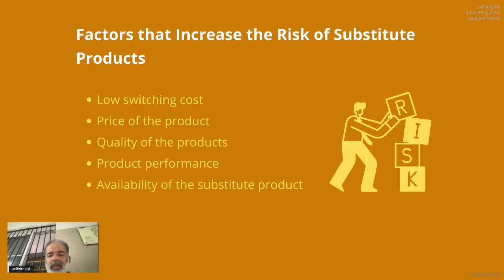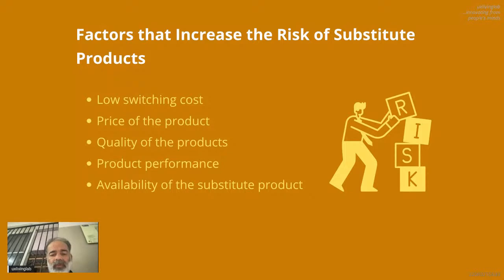Then, factors that increase the risk of substitute products. Low switching cost. What is it? Switching cost is the loss or the extra cost a customer incurs from leaving the option they were using for another. For example, if you have been taking notes with a pen, but now you want to take them using a video recording device, the switching cost here is high since you have to buy the video recording device. As a result, you are likely to stick with the notebook and pen.